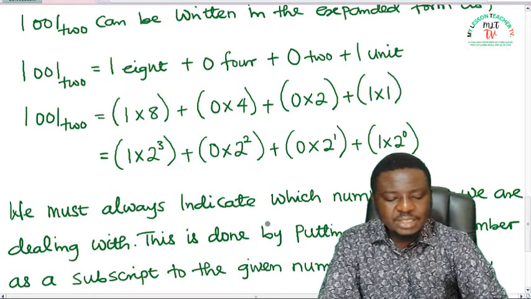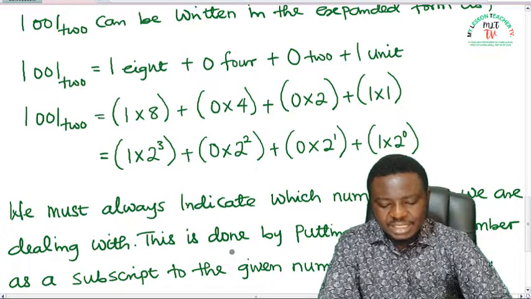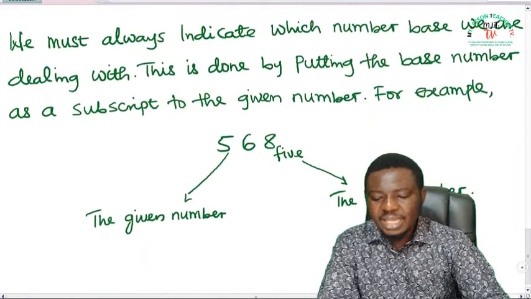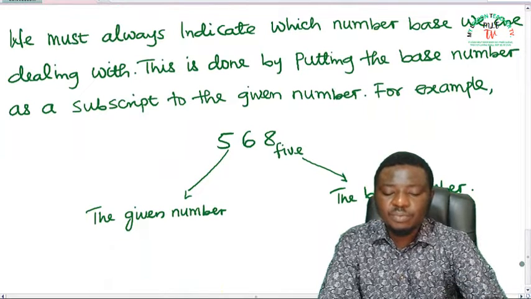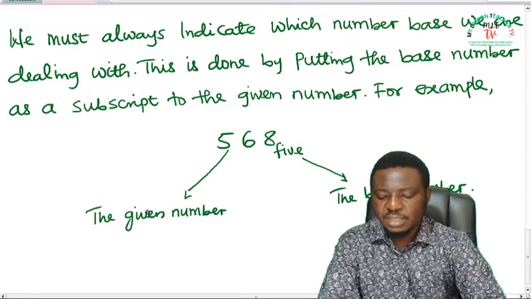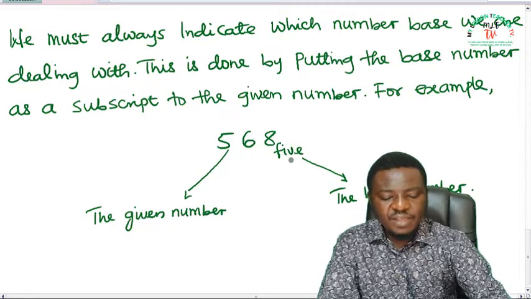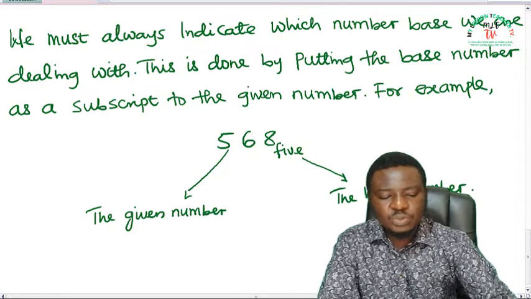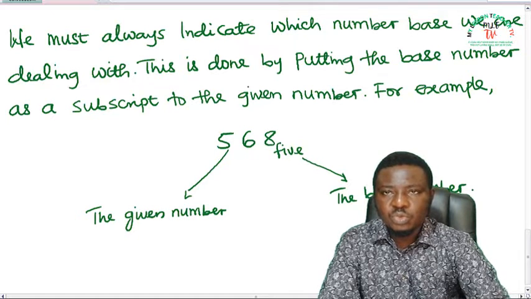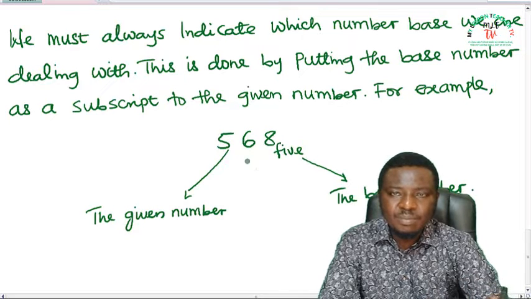So we must always indicate which number base we are dealing with. This is done by putting the base number as a subscript to the given number. For example, 568 base 5 is written like this, where 568 is said to be the given number, and 5 written in words is said to be the base number. So the base number is always written as a subscript to the given number. So this is how you represent a number in a given base.